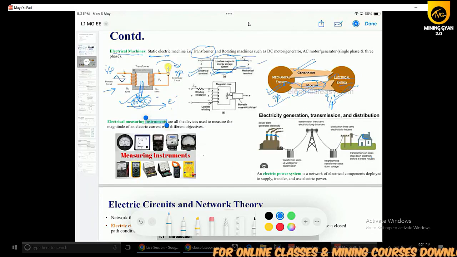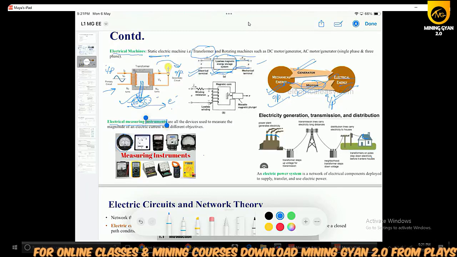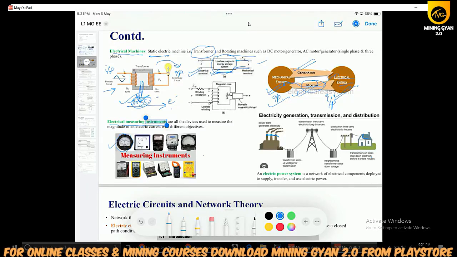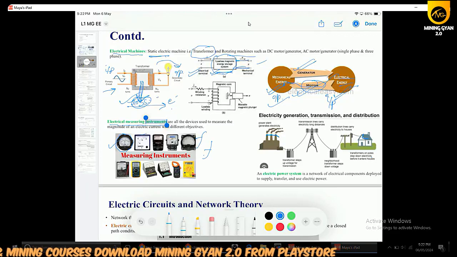Then we will study something related to electrical measuring instruments. In that case, we will understand how a voltmeter works, how it measures the voltage of any given element. These are different kinds of voltmeters, and we will understand how to measure the resistance of a resistor, how to measure the frequency in case of an AC supply. So many things will be there, but all are devices used to measure the magnitude of an electric current with different objectives. We will see these things in later stages.